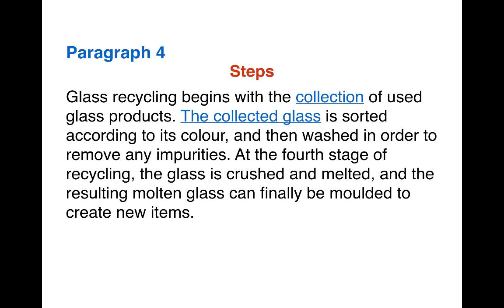Another example of how this works, melted, and then later the resulting molten glass. So there was a verb this time, it was melted, and then it becomes an adjective, the molten glass, the resulting molten glass. So it's a nice way of connecting the steps again to turn a noun or verb into an adjective in the next step. Let's look at the passive in this paragraph finally. We've got is sorted and washed, is crushed and melted, can be moulded. And that's the end of the whole report because, as usual, we don't have a conclusion.